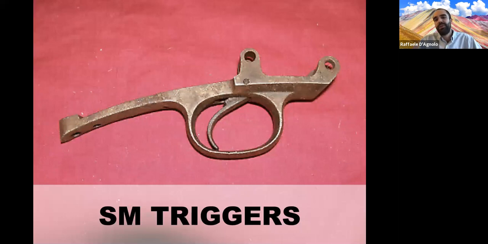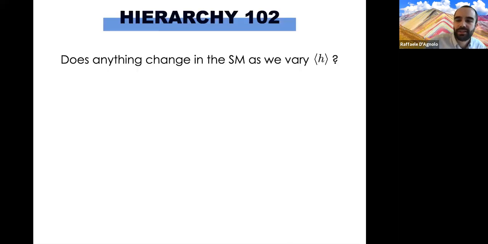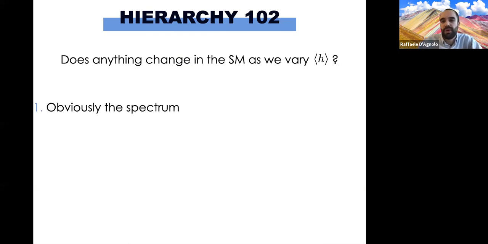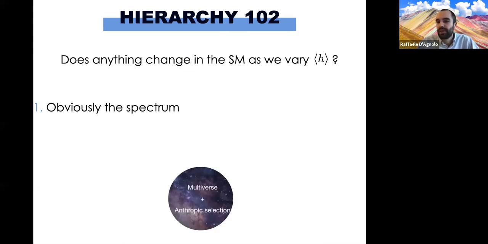And so let's start with the standard model and see what changes in the standard model as we change the Higgs VEV, keeping everything else fixed for simplicity. The first obvious answer is that the spectrum is changing. The masses of electrons, W bosons, et cetera, are changing. And indeed, people have already used this fact to advocate for anthropic solutions to the Higgs boson mass problem.